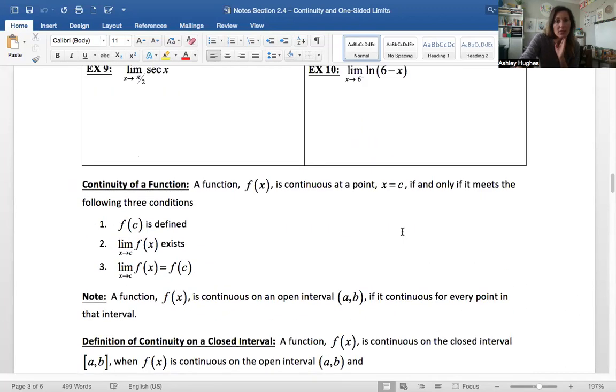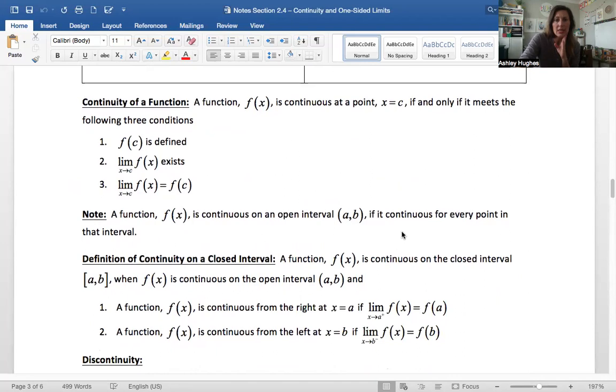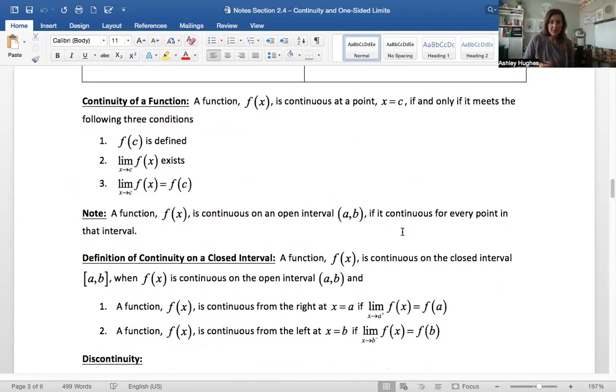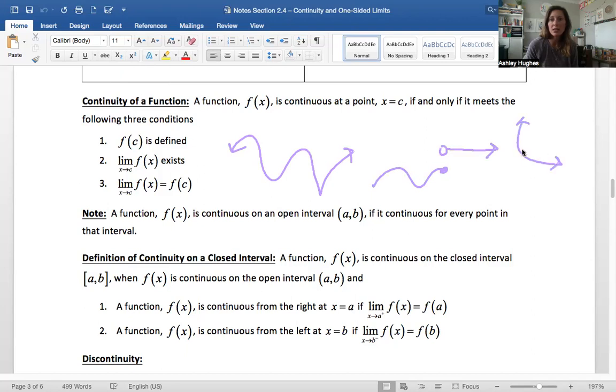Okay, now this is a really important definition of continuity. So intuitively, hopefully you know what continuity means. If something's continuous, you don't pick up your pencil. Okay, so this line, continuous. This guy, not continuous, because I had to pause and jump and pick up my pencil. So intuitively, hopefully you know continuous means you can draw it without picking up your pencil. But that's not a mathematical definition.